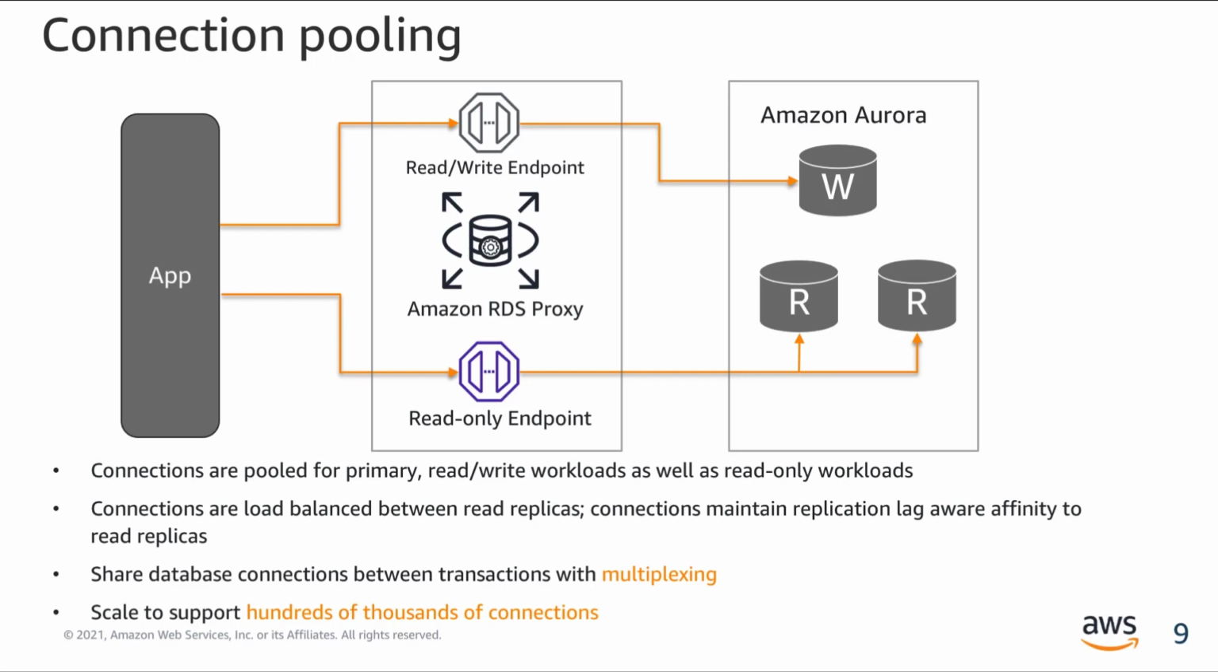As you know, in Aurora, you can have up to 15 reader nodes. When connecting to the RDS proxy read-only endpoint, it automatically performs load balancing between the reader nodes. And during any role changes, RDS proxy will check the replication lag of the old and new reader instance and route the connection so that your application never sees stale data.